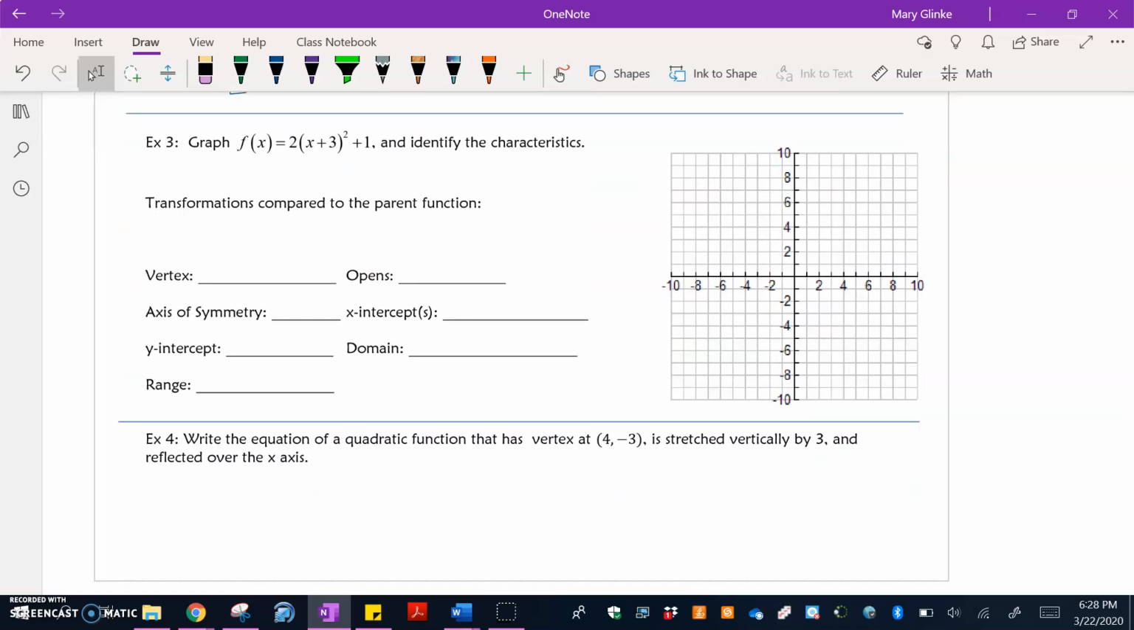Let's take a look at another one here. So you notice this one has a, h, and k. So my a value is 2. That means this is a vertical stretch of 2.